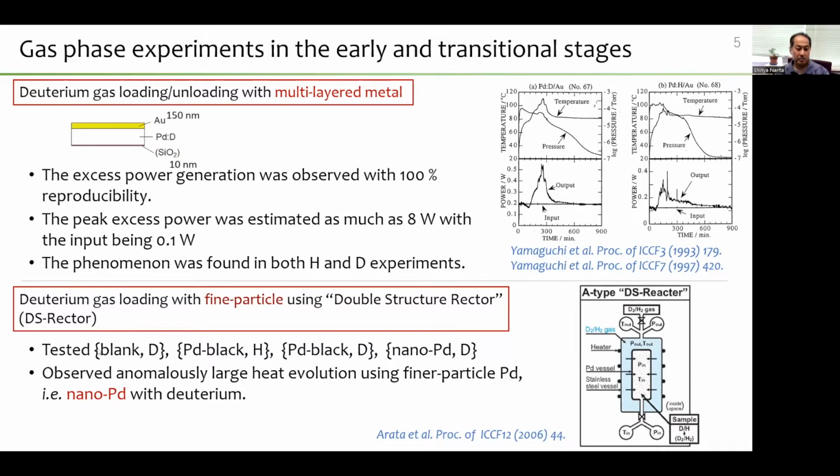And so in the experiment, these samples, palladium black and nano-palladium, were tested with hydrogen or deuterium, and they observed numerously large heat evolution using the finer particle palladium. I mean, that is nano-palladium with deuterium gas.